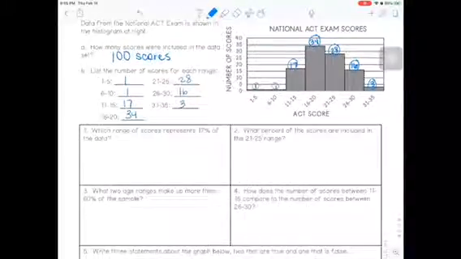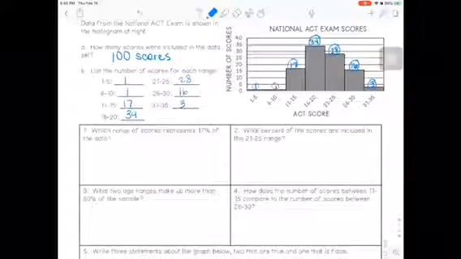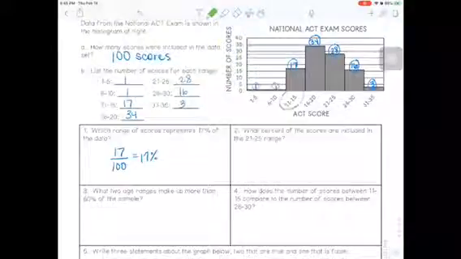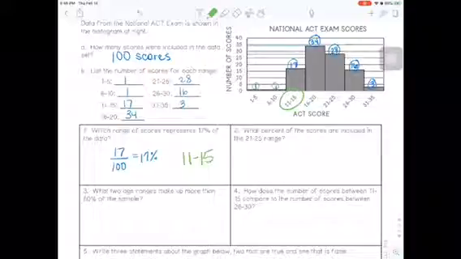So let's answer some of the questions based on what we just talked about. Number 1, which range of scores represents 17% of the data? So we're going to look and see out of 100, which one is 17 out of 100? Because that would be 17%, right? So it looks like the ACT score of 11 to 15 represents 17%.